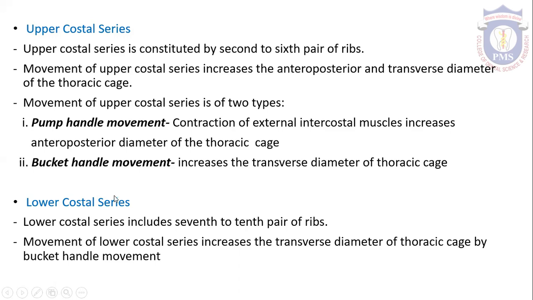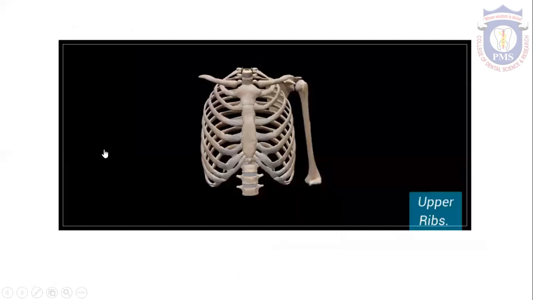Okay. Now, what is the lower costal series? It is contributed by the 7th to 10th pair of ribs, and their movement increases the transverse diameter of the thoracic cage. As I've already mentioned, whenever there occurs an increase in the transverse diameter, it is explained with the help of bucket handle movement, and here also it is explained with the help of bucket handle movement. Now, let's see how this movement occurs.